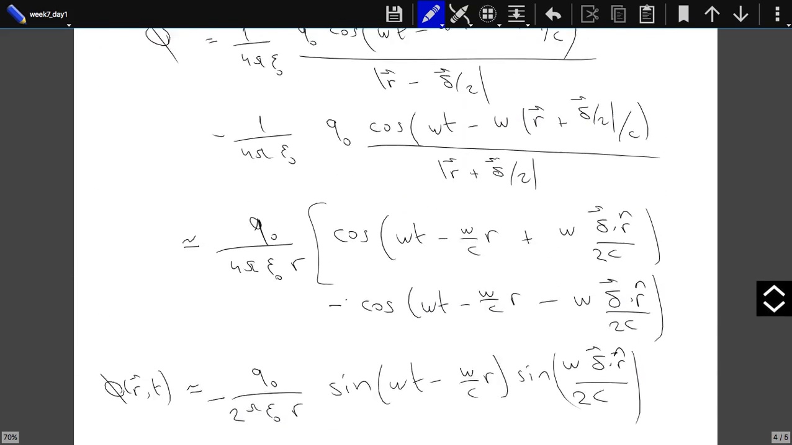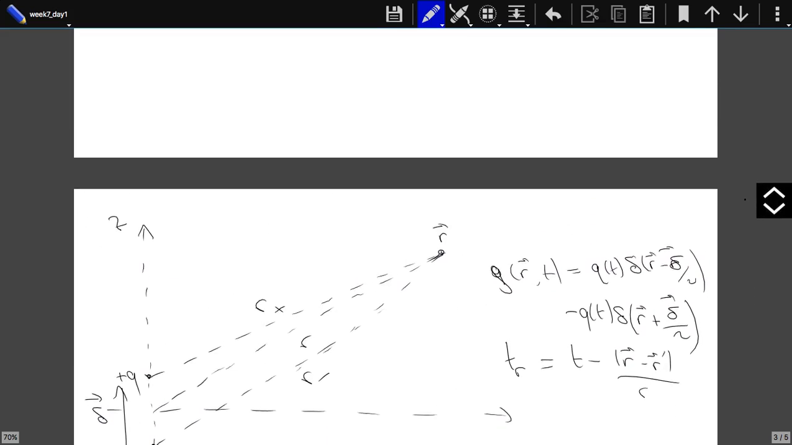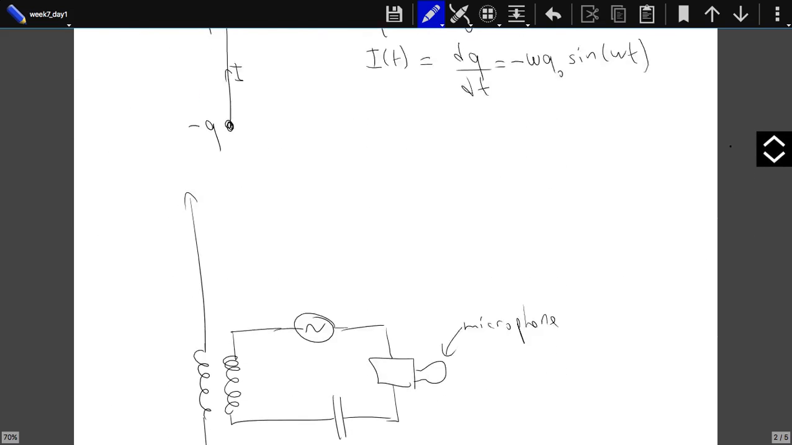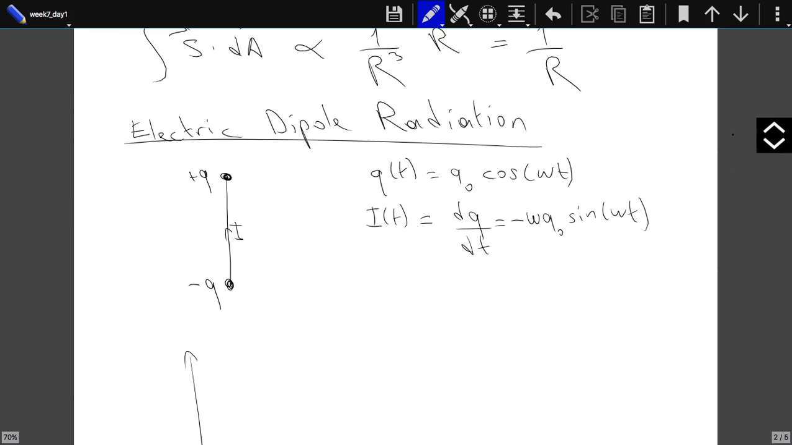Well, let's look at the current. So what is the sign of sine omega t? Is it positive or negative? It changes. Sine can take positive values and negative values, depending on the time. So let's say at t equal to 0, cosine omega t is 1, so the charge is q0. This has the charge q0, this has the charge minus q0 at t equal to 0.